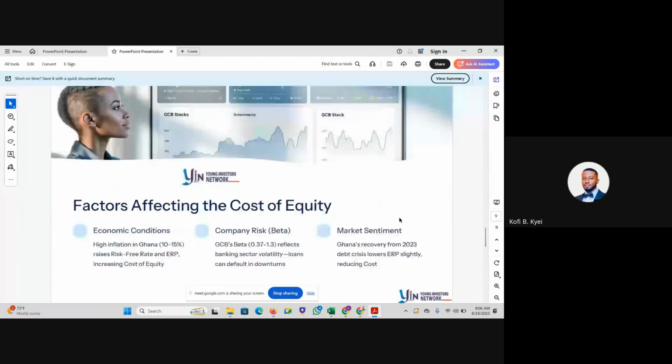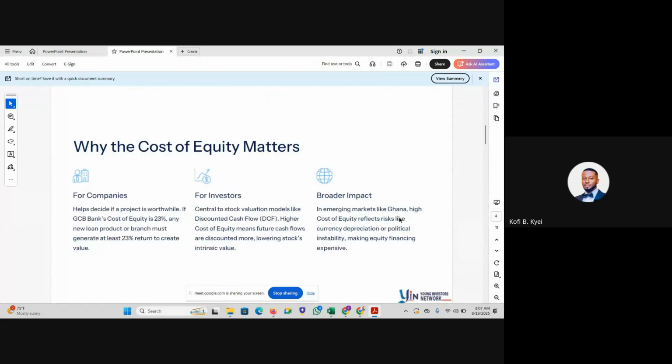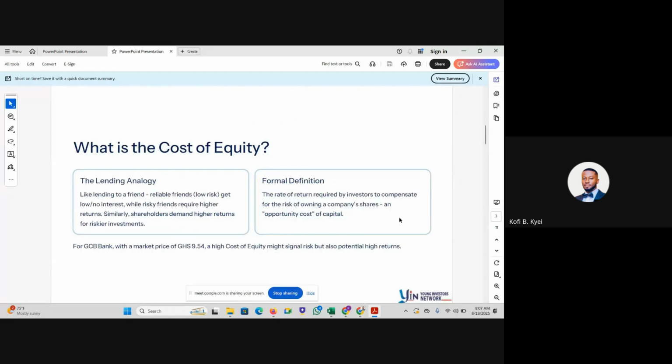So I think this brings me to the end of the cost of equity presentation. Let me just recap briefly. It's like lending to a friend. You get low or no interest from a risky friend.